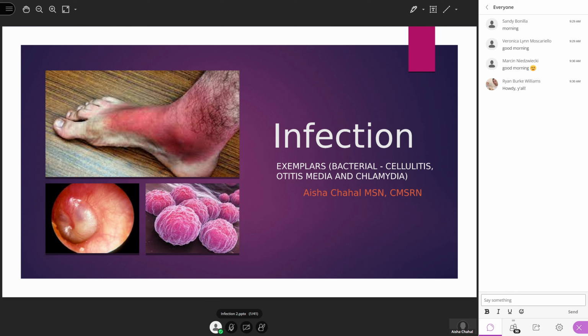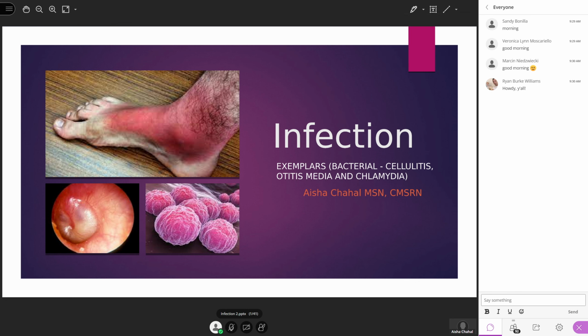3 are bacterial infections, which you can see on this title slide. It's cellulitis, otitis media, and chlamydia. These 3 infections, and I have a second PowerPoint, which is a relatively shorter PowerPoint that has 2 more infections, which is Lyme and candidiasis.